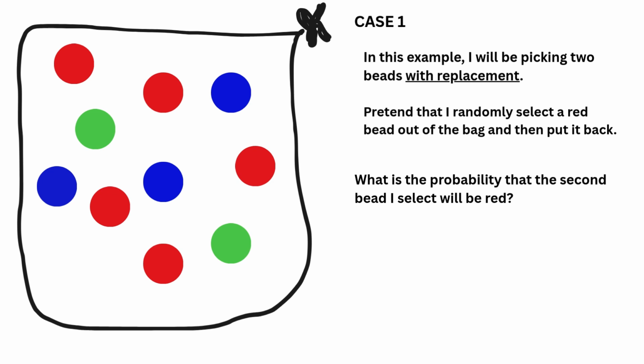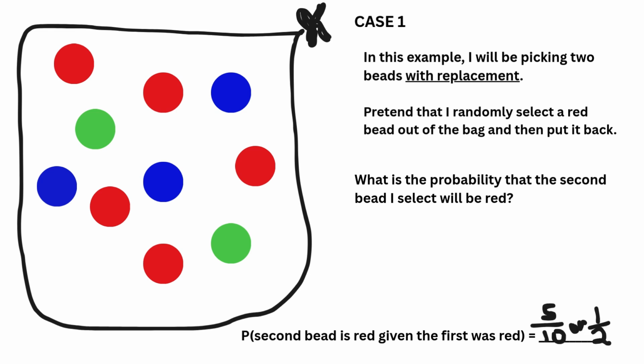Okay, well, if you look at the bag, it looks exactly like it did when we started, before we even picked the first bead and then put it back. That probability notation might look like the probability the second bead is red given the first was red. So, probability now that I draw a red bead, there are still 5 red beads and there are still 10 in the bag. So that probability is 5 out of 10, or 1/2.